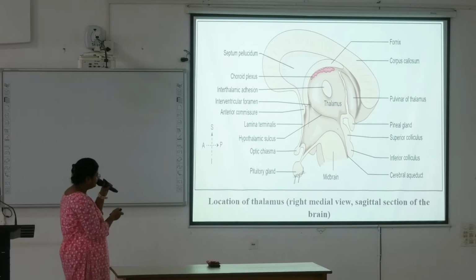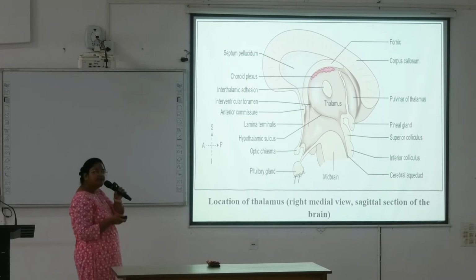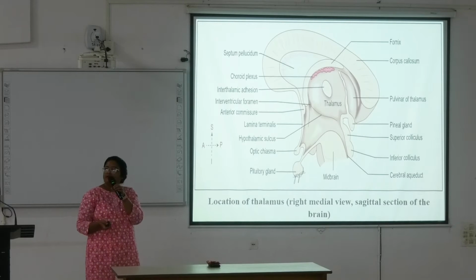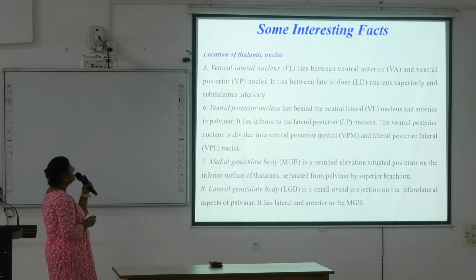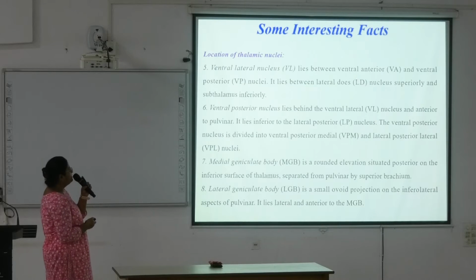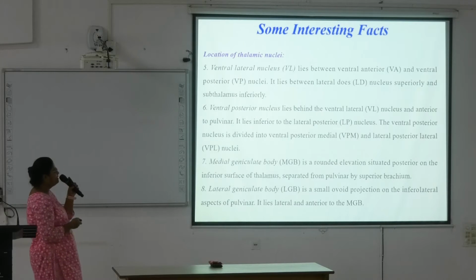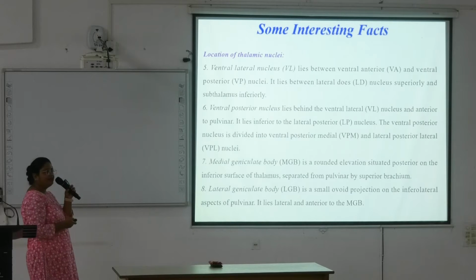See here, this is thalamus. Interthalamic adhesion, and here medial to the thalamus lies the third ventricular cavity. Next, ventrolateral nucleus lies between ventral anterior and ventral posterior nuclei, and it lies between the lateral dorsal, superior and subthalamus inferiorly. Ventral posterior nucleus lies between the ventral lateral and ventral anterior to the pulvinar.